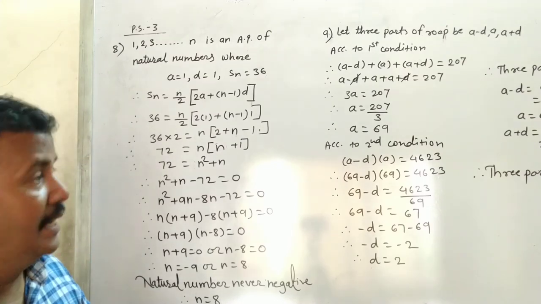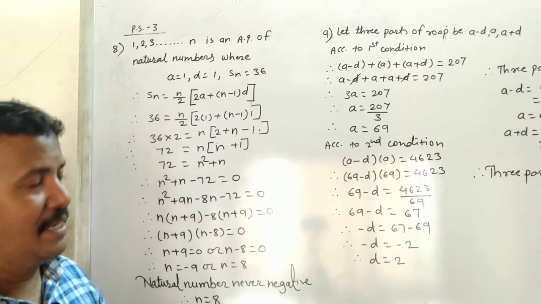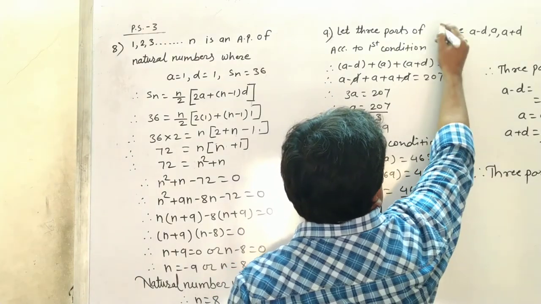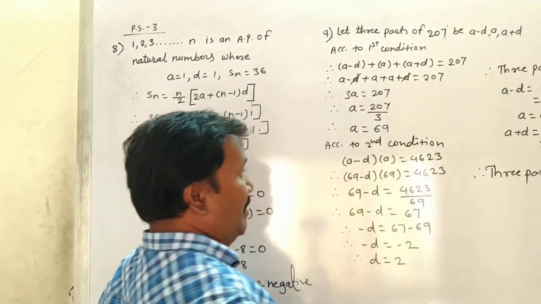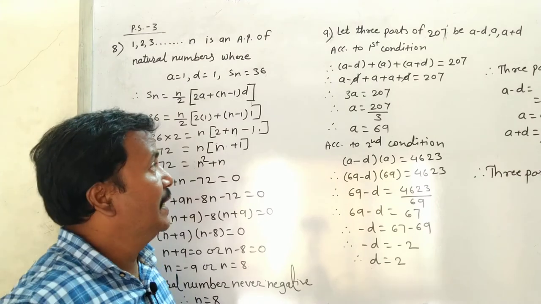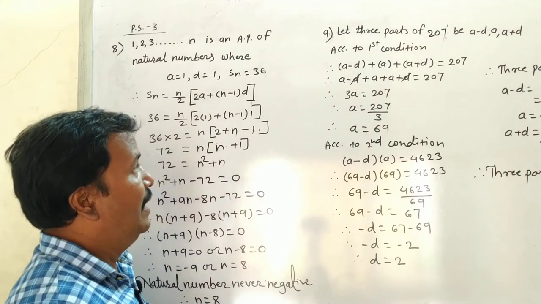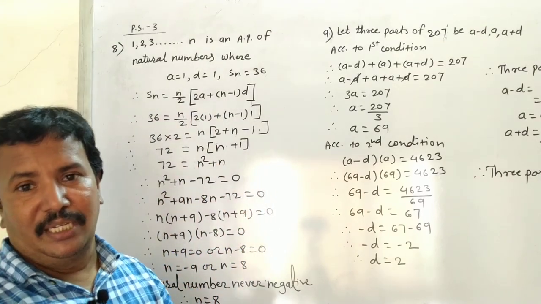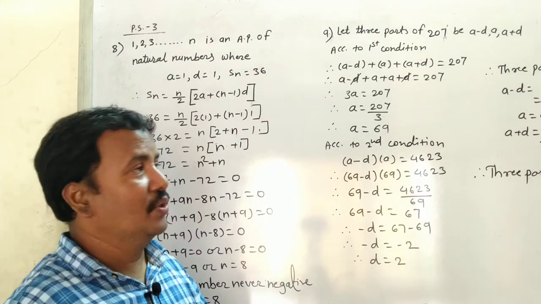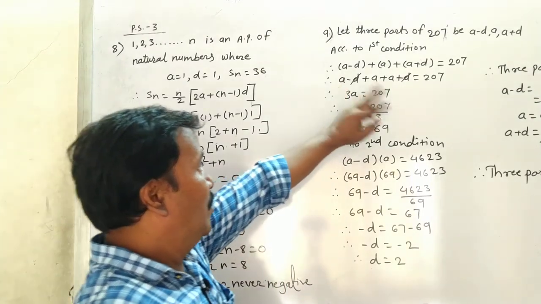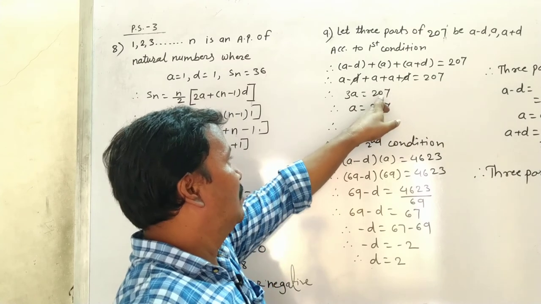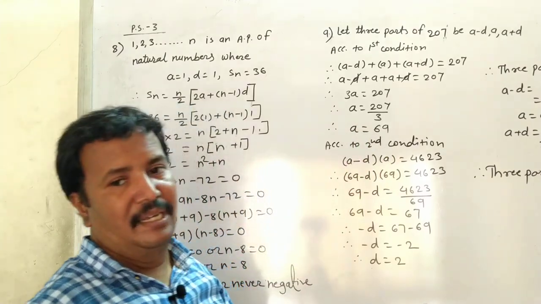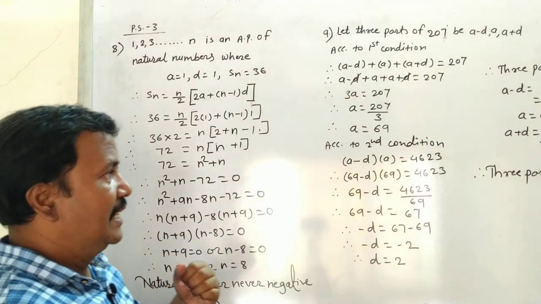Let 3 parts of number be a minus d, a, a plus d. Okay, let 3 parts of 207 be a minus d, a, a plus d. According to first condition, a minus d plus a plus a plus d is equal to 207. Kyunki 207 ko teen alag-alag part mein divide kiya na, to teenon ko wapas jod do to kitna ho jayega? 207. Bracket open karne ke baad d aur d kat gaya, 3a is equal to 207 and a is equal to 207 divided by 3, a is equal to 69. A kya hai? 69.